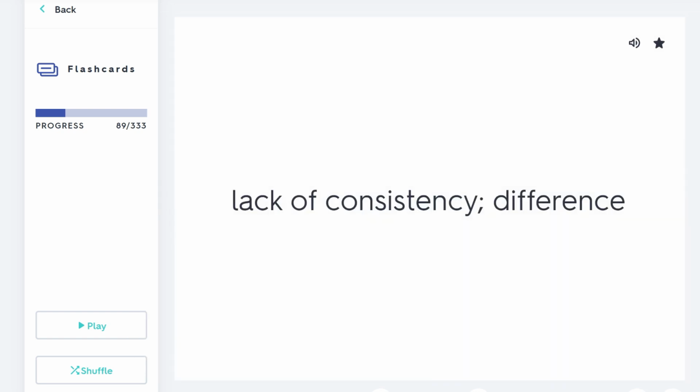Discrepancy. A lack of consistency, difference. There's a discrepancy here. On this account, it says you earned a profit, but in this account, it says you earned a loss. That's a discrepancy. That's a contradiction. There's a lack of consistency here. What's the truth? Discrepancy.